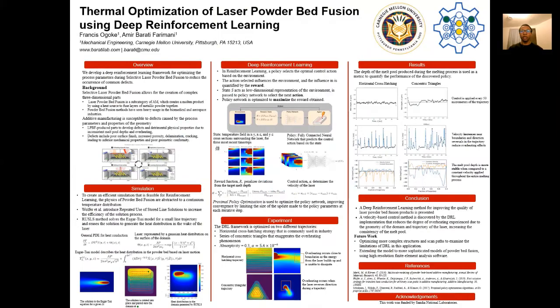So in conclusion, we saw that DRL is able to derive a control policy that reduces overheating by dynamically changing the velocity during the process.